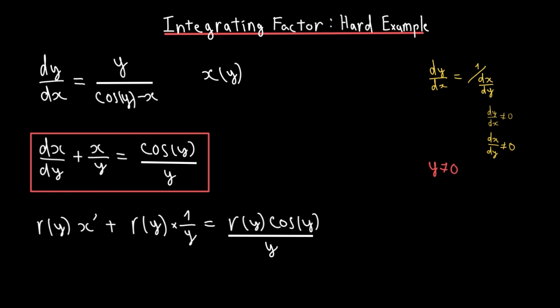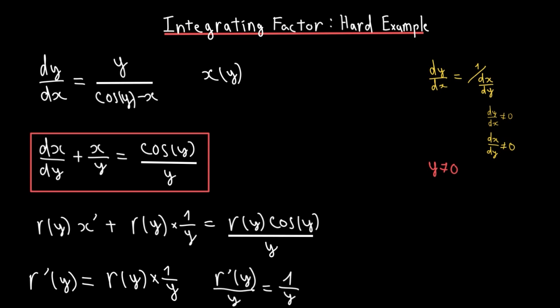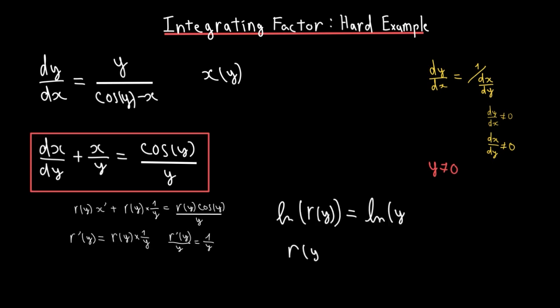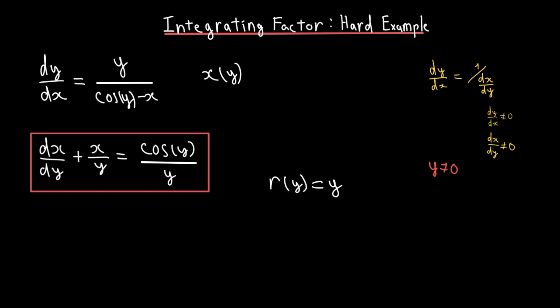But now we want r prime of y to be equal to r of y divided by y in order to get the derivative of a product. So we want r prime of y to be equal to r of y times 1 over y, which means that r prime of y divided by r of y is equal to 1 over y. And so we integrate on both sides to get that ln of r of y, remember, r of y is a positive function, you can check out my previous video on the integrating factor to understand why, is equal to ln of y. And hence, we get that r of y is equal to y. And therefore, y is our integrating factor.